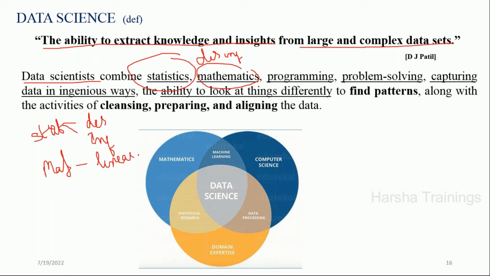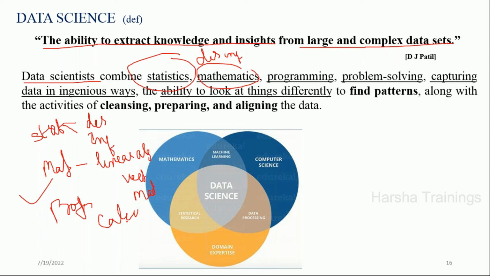Mostly in 6th to 10th classes, we have studied linear algebra, like vectors, matrices, and you should know probability, like conditional probability. Then you should know a little bit about differential calculus. This is the mathematics we need. Integration is not required.